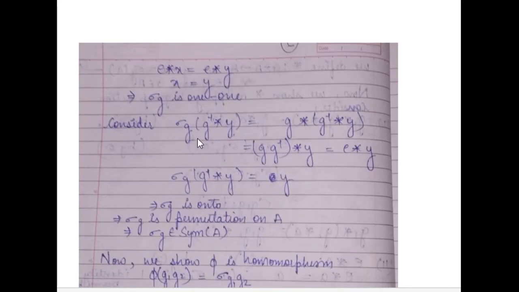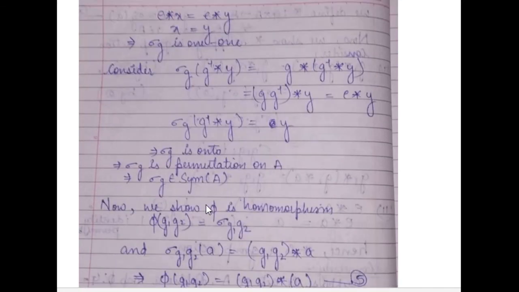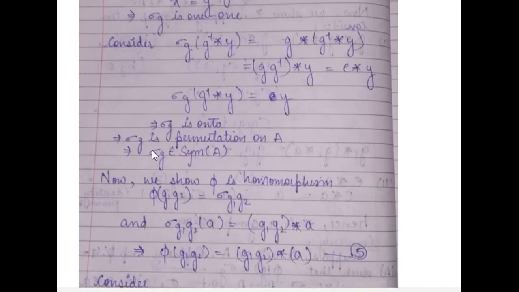Now consider sigma_g(g inverse star y), which equals g star (g inverse star y). This equals (g g inverse) star y, which is e star y, which equals y. So sigma_g is onto. So what we have shown is that sigma_g is a one-one and onto mapping from the set A over itself, so it is a permutation. So sigma_g is a permutation on A, and the set of all permutations is the symmetric set of A. That implies sigma_g is in Sym(A).